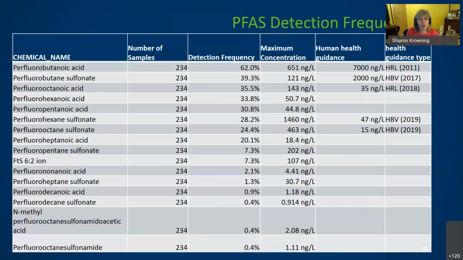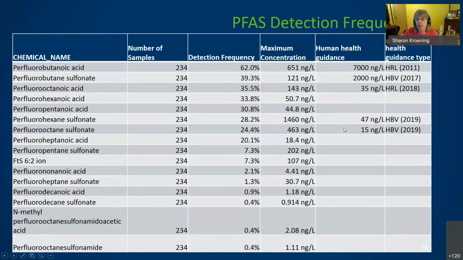This table here just shows the detection frequency of the various PFAS that we analyzed for last summer in the ambient groundwater samples. We looked for a total of 33 different PFAS, and the preliminary data that we've got back to date shows that we've found about half of those chemicals, 16 of them. Of this suite of chemicals that we've analyzed in the groundwater, there's only human health guidance for 5 of them.